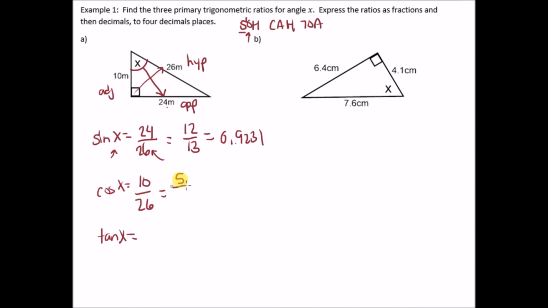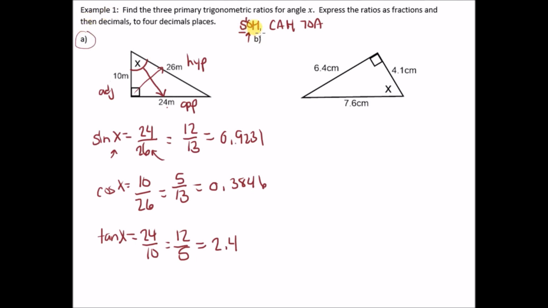Cos is going to be adjacent over hypotenuse, 10 over 26. If we want to reduce it, it's 5 over 13. And if we want to write it as a decimal, the cos ratio is 0.3846. And now tan, opposite over adjacent, so 24 over 10. In other words, it's 12 over 5. If we want to write that as a decimal, it's actually just 2.4. So those are the three primary trig ratios for a triangle in question 1A.